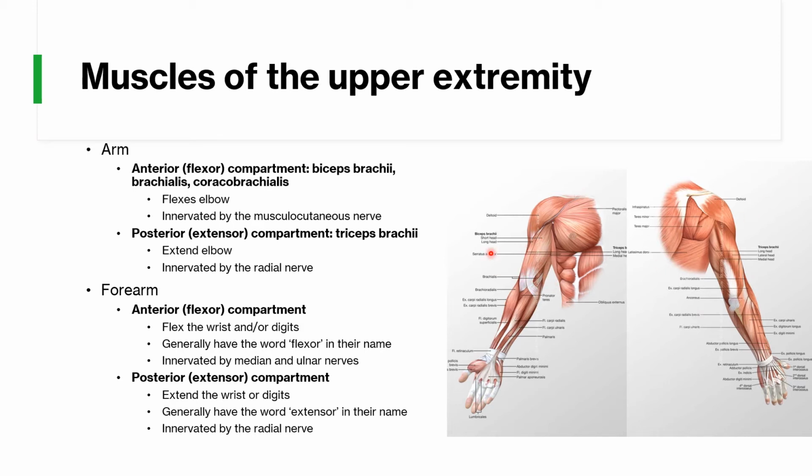So this is your anterior compartment, which is the biceps, coracobrachialis and brachialis. Your posterior compartment, which is your triceps brachii. Your anterior compartment of the forearm, which contains your wrist flexors. Your posterior compartment, which contains your wrist extensors. And one thing I have to note too is that the posterior compartment of the forearm is innervated by the radial nerve. The triceps brachii is innervated by the radial nerve. So all the muscles in the back of your upper extremity are innervated by the radial nerve. So that makes it easy to remember.